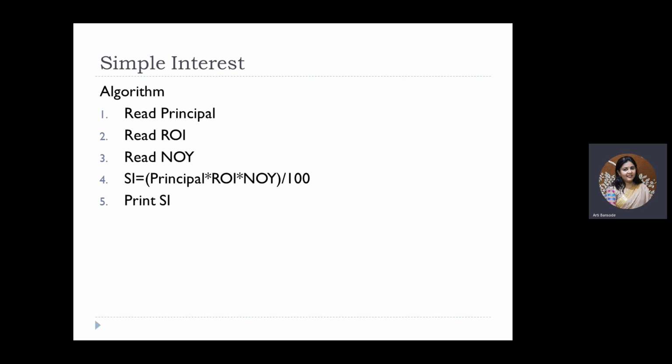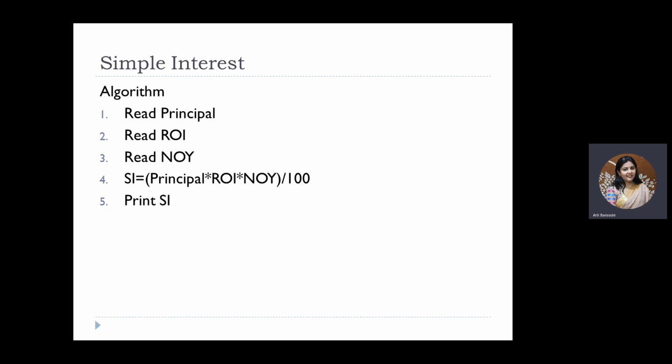Simple interest. Simple interest you must have done many a times as a student. So as you know, the formula for simple interest is PRN upon 100, isn't it? So to calculate the simple interest, we need the principal, the rate of interest and the number of years. So I'm going to take it from the user. I'm going to ask the user to input the principal, the rate of interest and the number of years.